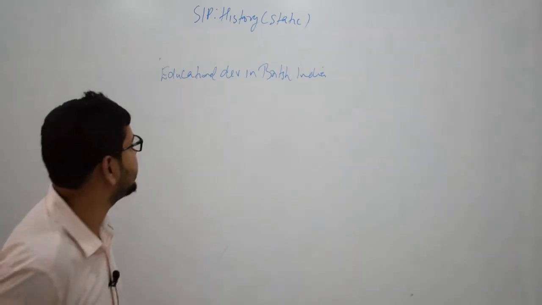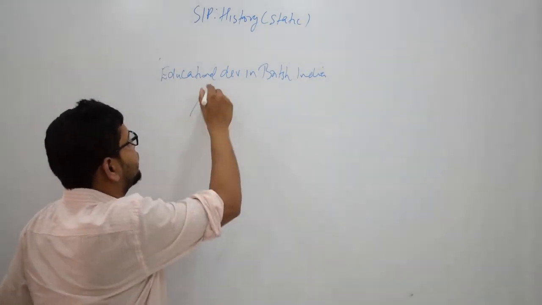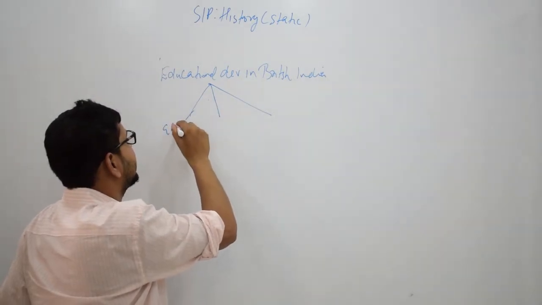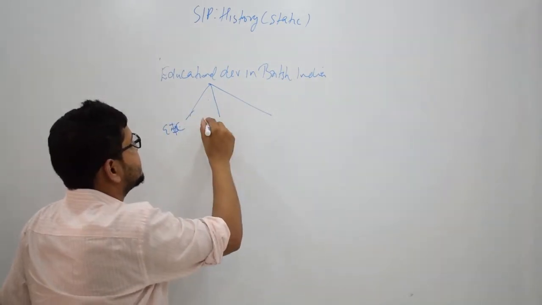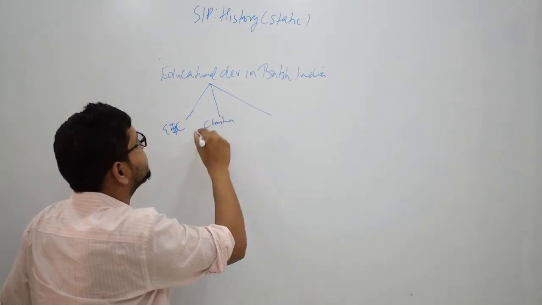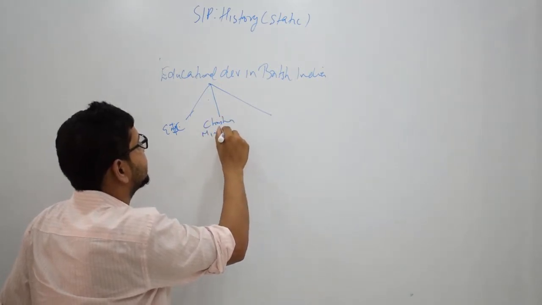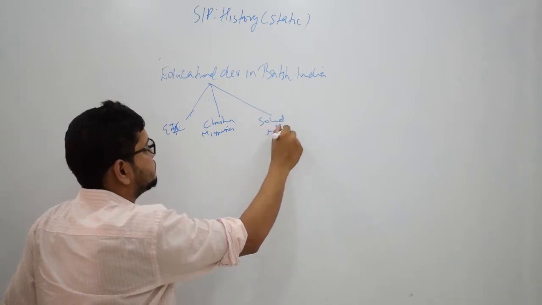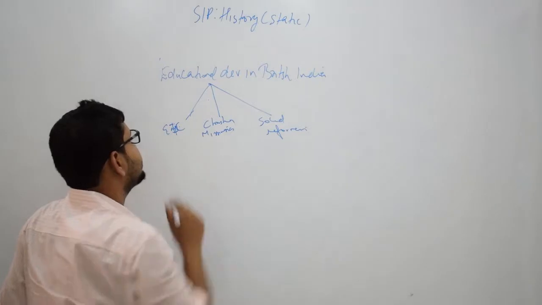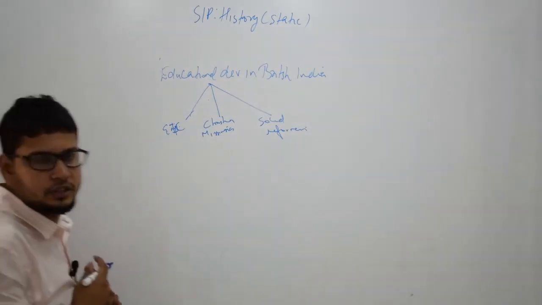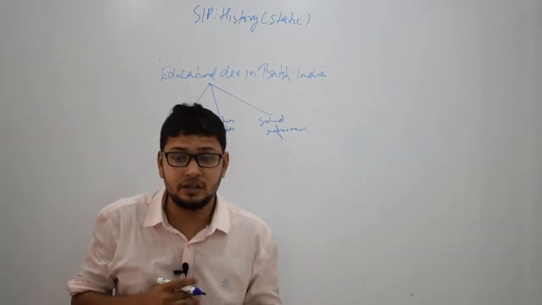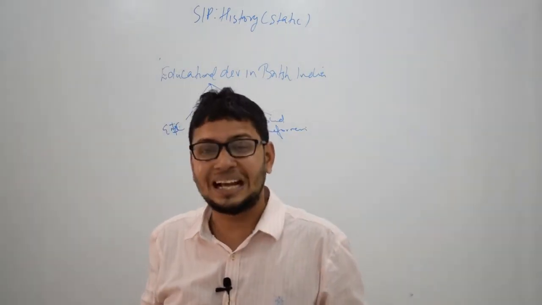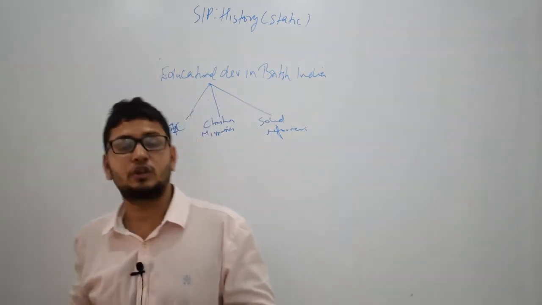there were three main mediums of modern education in India which emerged. First was the English, or the East India Company itself. Second was the Christian missionaries. And third was the social reformers. So the East India Company wanted some educated Indians who could assist them in the administration of the land.